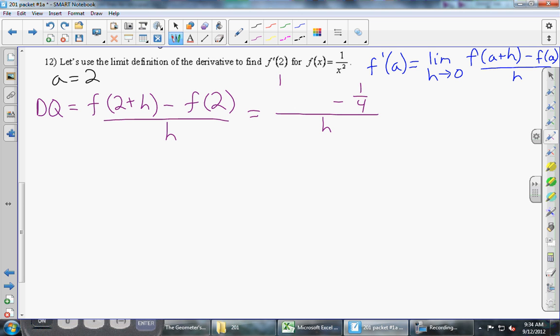I guarantee that some of you guys are going to be tempted to do something like this: 1 over 2 squared plus h. Like just plug the 2 in and then stick on an h at the end. That's not right. So we need to do f of 2 plus h. So it should be 1 over x squared. Instead of x, what are we plugging in? 2 plus h. And that guy is squared. Are there questions on that?